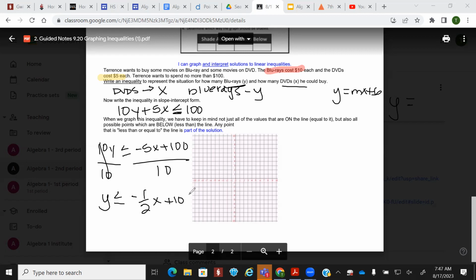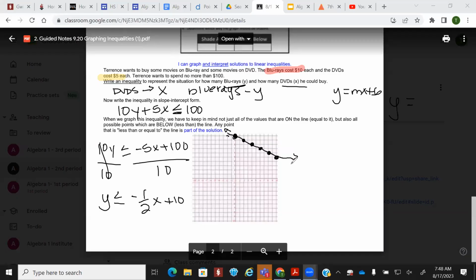Now I'm going to graph this one. So remember, we always start with our y-intercept. So it's going to give me 10 right here. And we're going to go down 1 over 2. And we're going to repeat that process until we run out of space. Is it a dashed or solid line? If there is a line underneath, it's solid, right? So we're going to make a solid line right here.